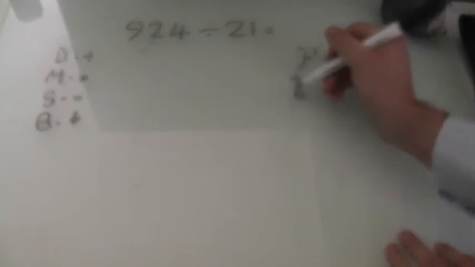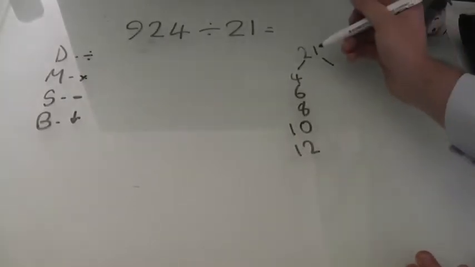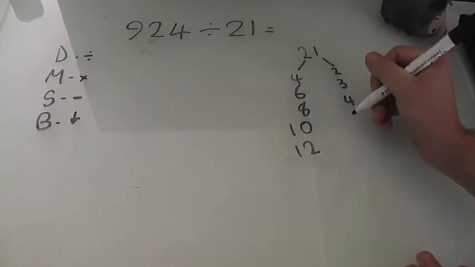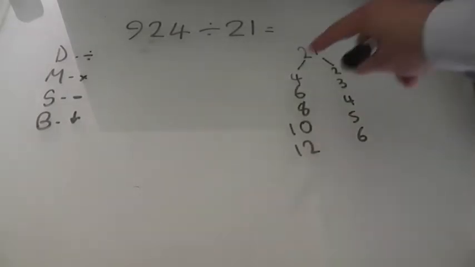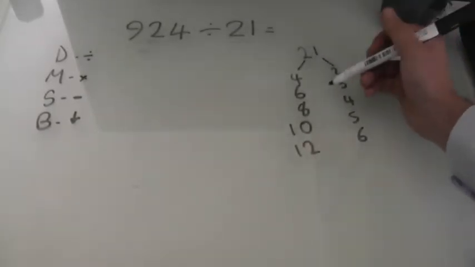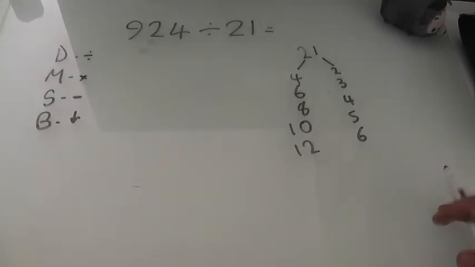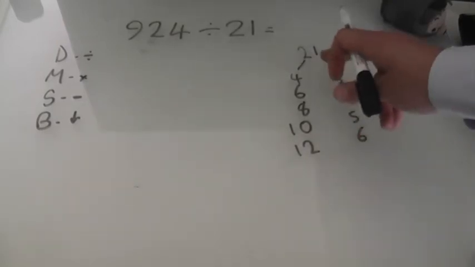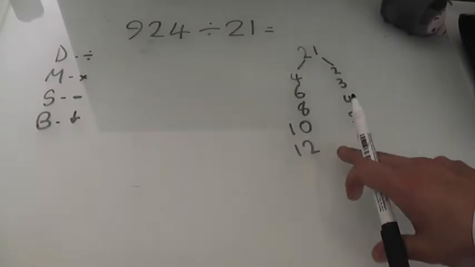So you've got 4, 6, 8, 10, 12, and down this side we've got 2, 3, 4, 5, 6. So now we've got the start of our 21 times table, because it goes 42, 63, 84, 105, 126. So can you see that's just an easy way to work out your times tables instead of trying to work it out in your head what 21 add 21 is, add 21 is. Okay, you can do that with any number that you're dividing by.